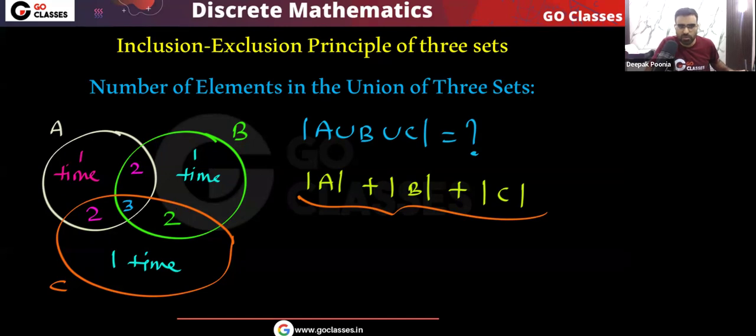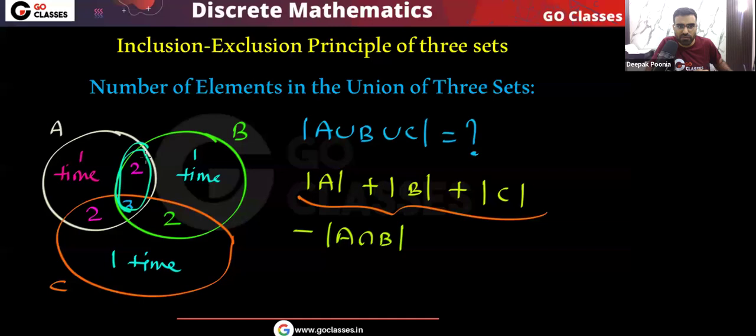So what I'm going to do, let me tell you: if I remove the number of elements in A intersection B, now what will happen? Just see. Remember, I am removing the number of elements in A intersection B. This is the A intersection B.